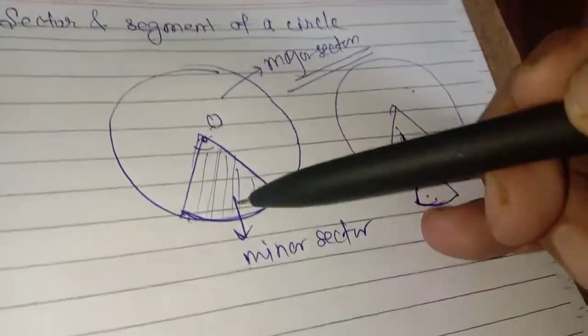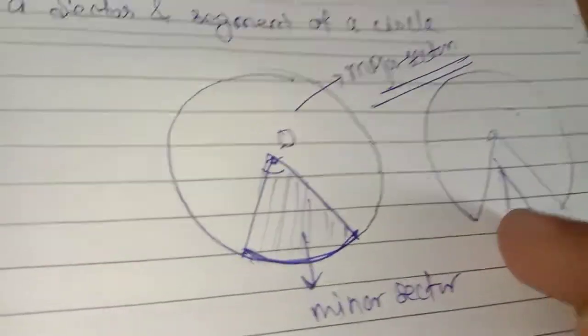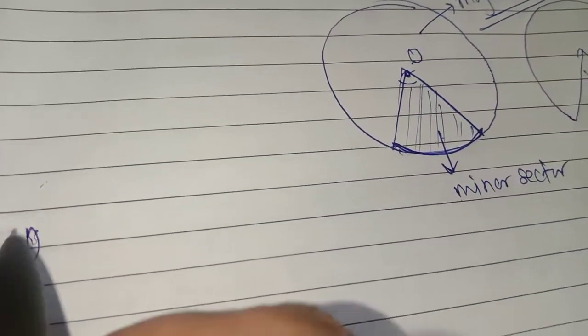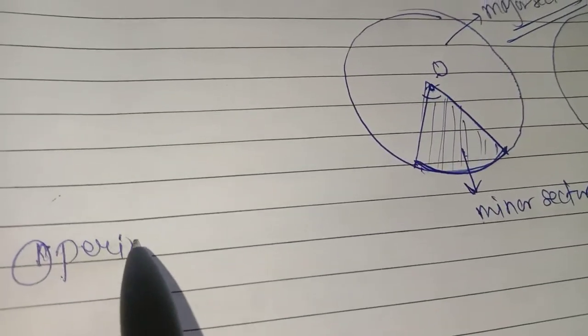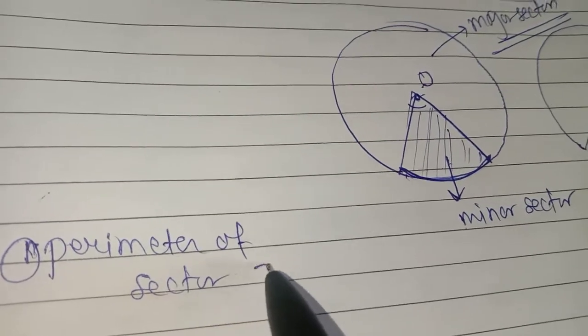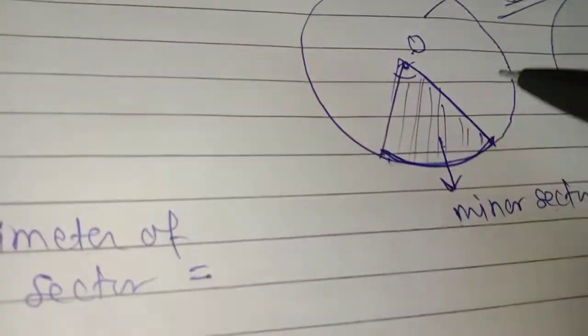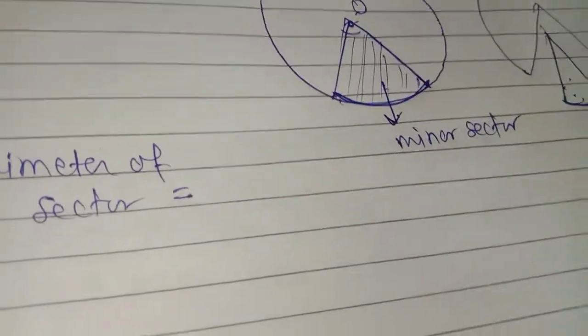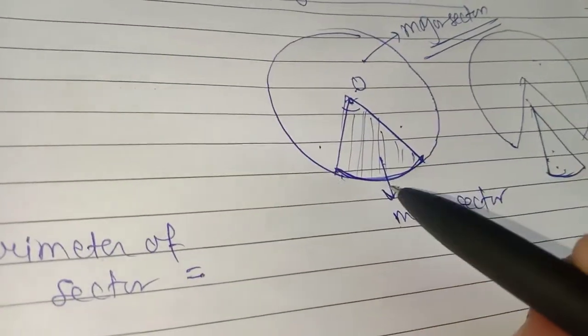Clear? So it is a minor sector, and this one is what? Major sector. Now, how to calculate these sectors? I will give you one formula, which may or may not be given in the textbook. But if you go for the perimeter of the sector, in terms of minor or major, we have two radii and one length.